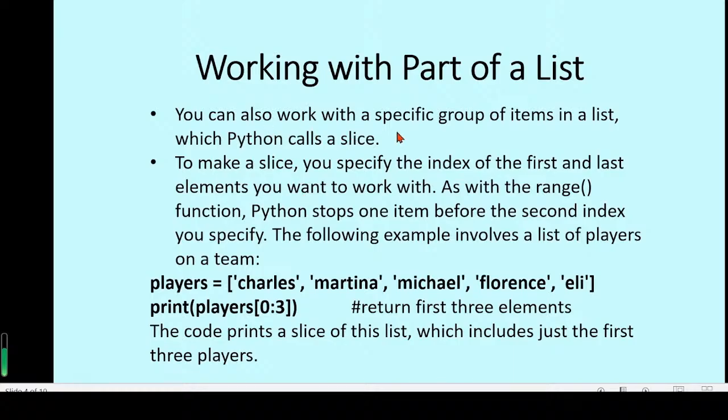You can also work with a specific group of items in a list, which Python calls a slice. To make a slice, you specify the index of the first and the last elements you want to work with. As with the range function, Python stops one item before the second index you specify. So the following example involves a list of players on a team. So this is a list with 5 players, and we can print players[0:3], then it will return the first 3 elements. So the code prints a slice of this list, which includes just the first 3 players.